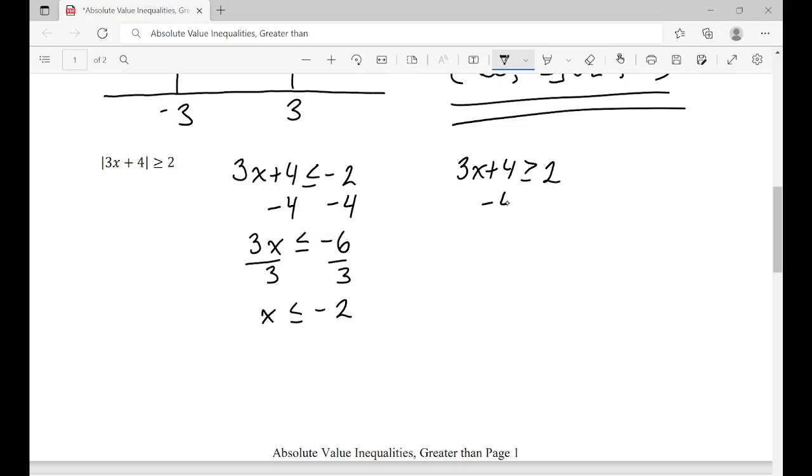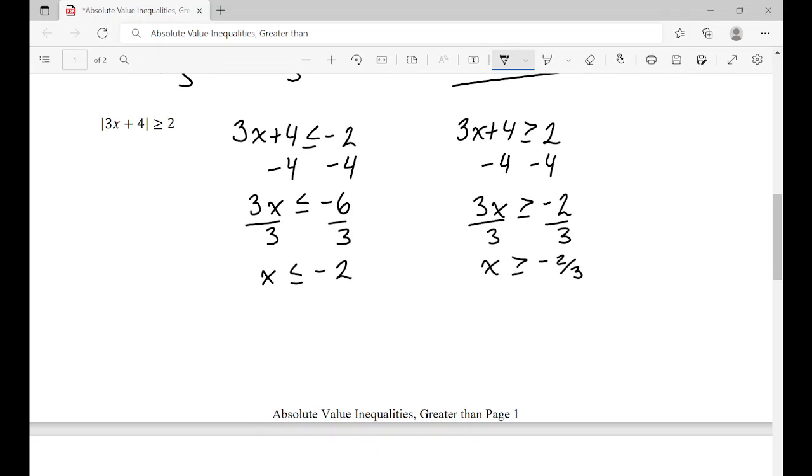Same thing over here. Subtract 4 from both sides. 3x is greater than or equal to negative 2. And divide by 3 on both sides. x is going to be greater than or equal to negative 2/3. And it's a fraction, but we're not overly worried about it. Don't have to compute anything, we're just going to put it in our graph.